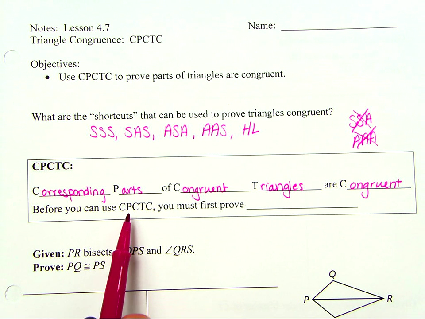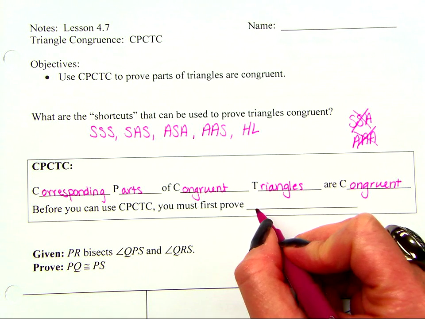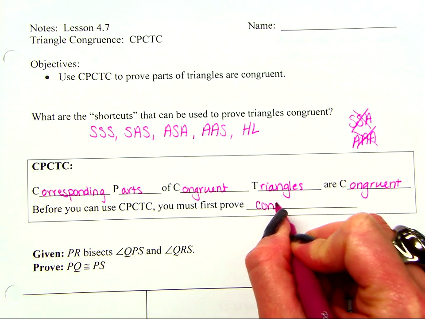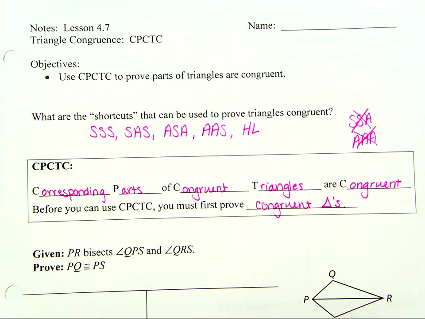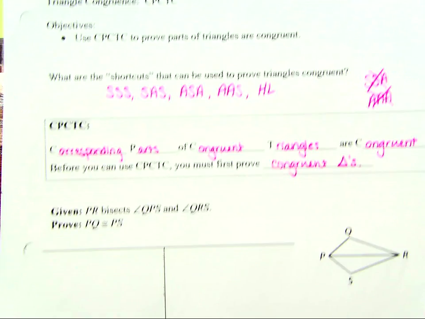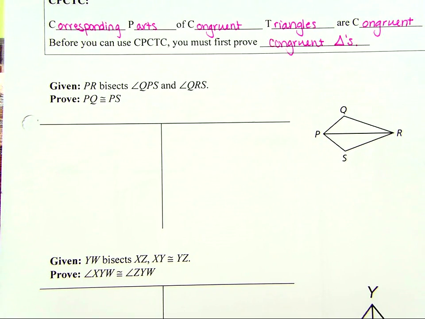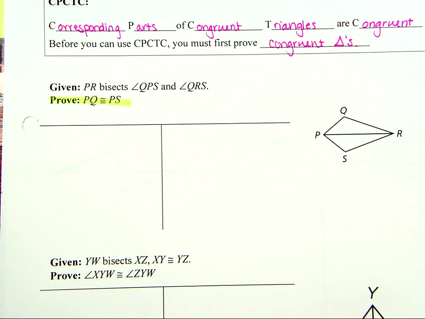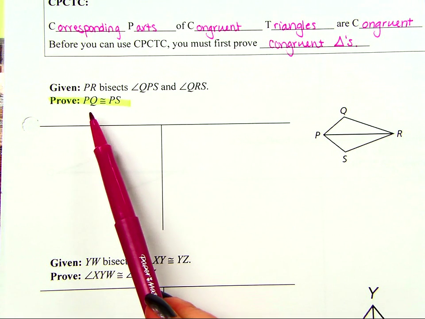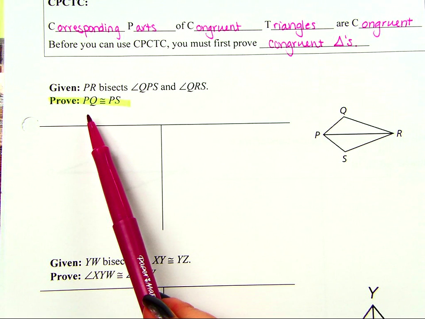CPCTC ends up being one of our justifications that we will use in our proofs. But before we can use it in our proof, we need to first prove congruent triangles. So let's take a look at how this works. If you look at the proof down below, it looks similar to what we had done before, but you'll notice that our proof statement is a little bit different. This time, I'm trying to prove that my segment PQ is congruent to segment PS.